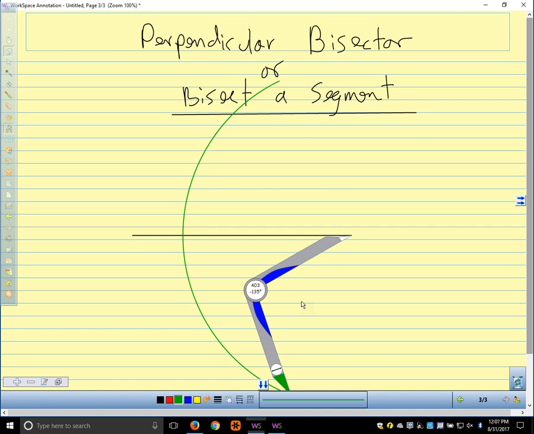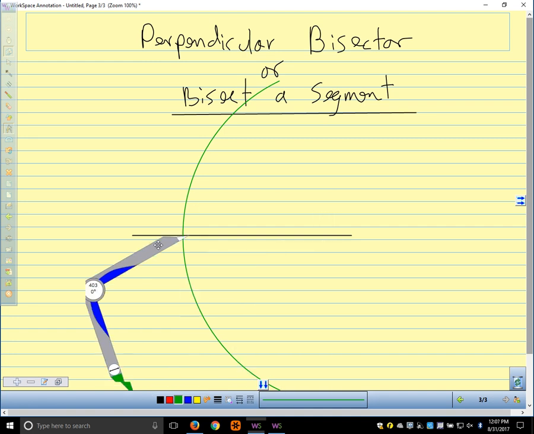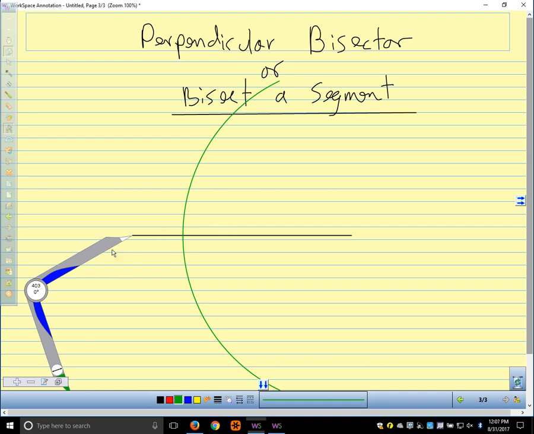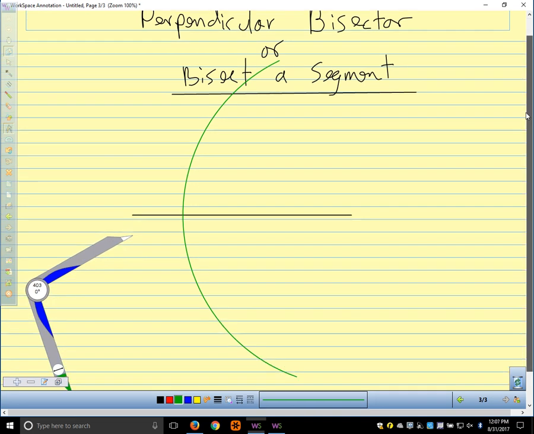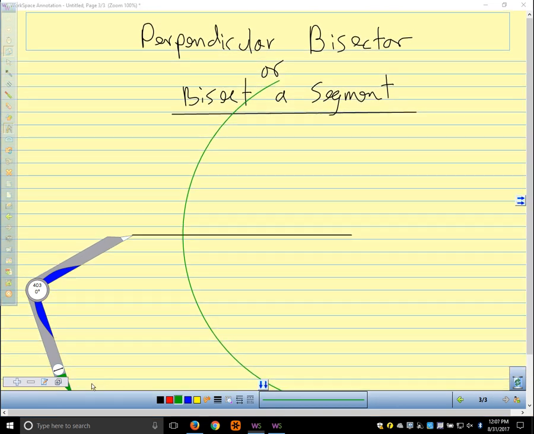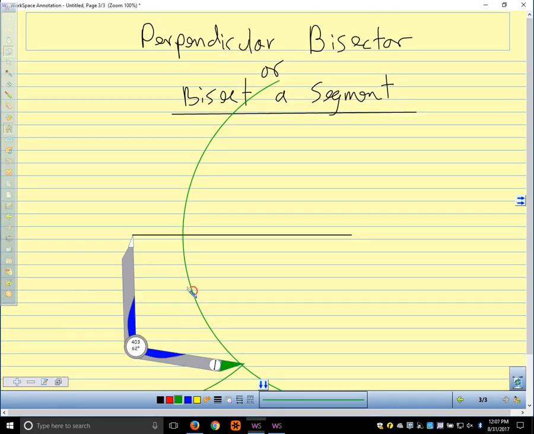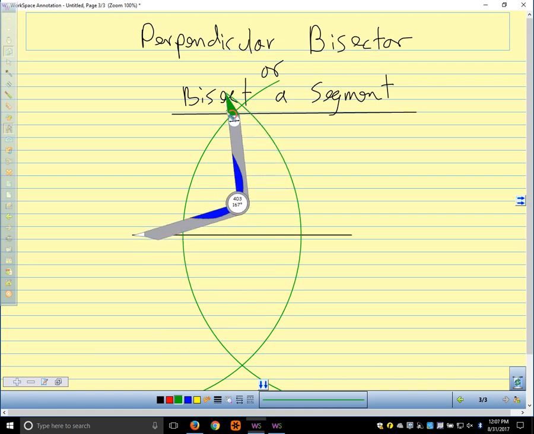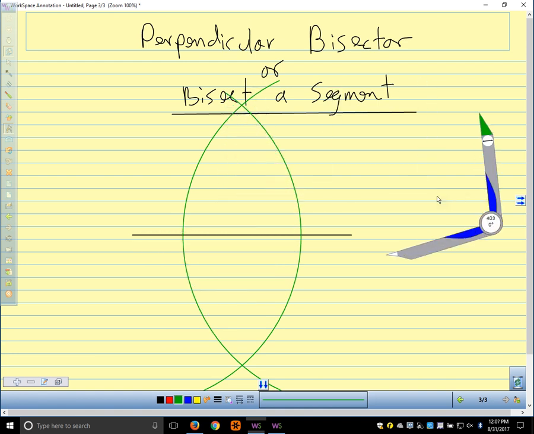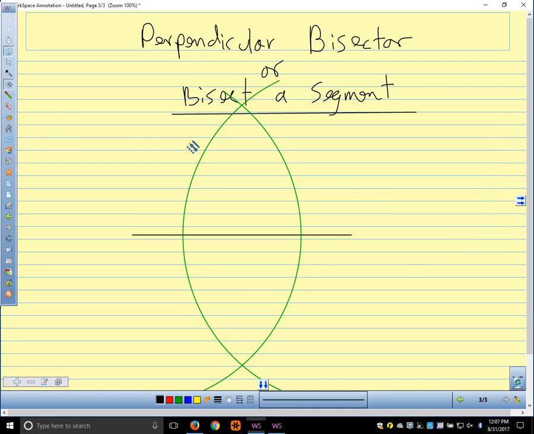Without changing the setting on my compass, I put the sharp point on the other end. And I'm going to make the same arc here, about a half circle. It goes above and below. Those two should cross above and below. Take your straight edge, and you're going to connect that point where the two arcs cross with the other point where they cross. And this segment is perpendicular, and this point is the midpoint. So I bisected that segment.